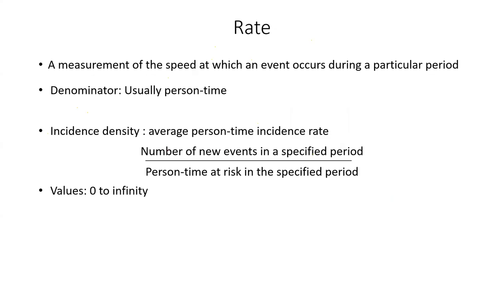And for the rate, it is person-time which has to be in the denominator. The rate is telling you the speed at which the events are occurring. Normally, if the speed at which the event is occurring is more, if the rate is more, the risk is also likely to be more. And the values which a rate can take range from 0 to infinity. So this is the difference between cumulative incidence and incidence density. Cumulative incidence is a proportion, incidence density is a true rate.